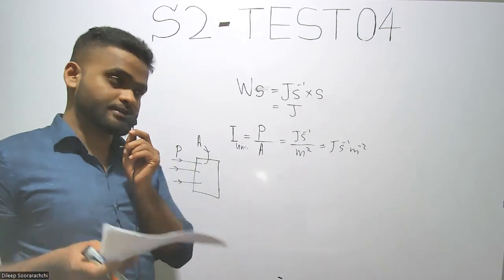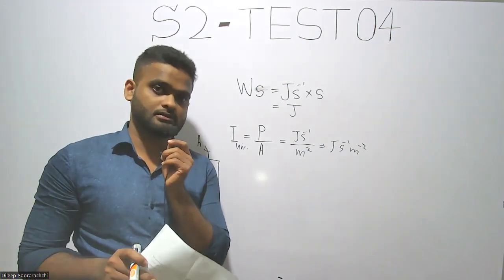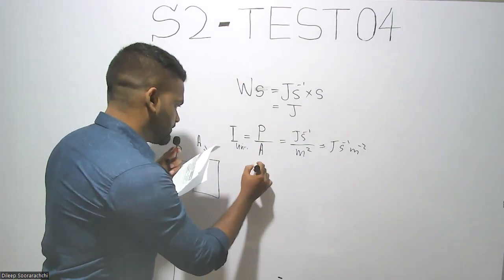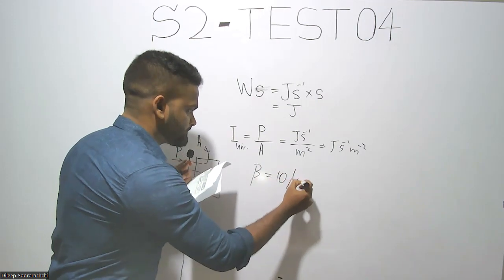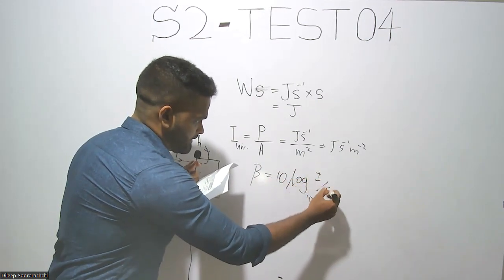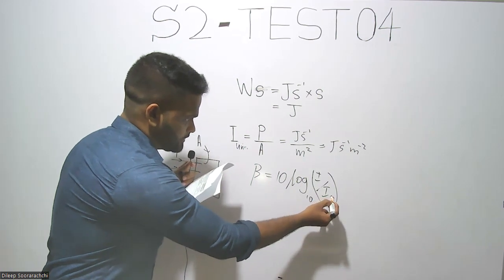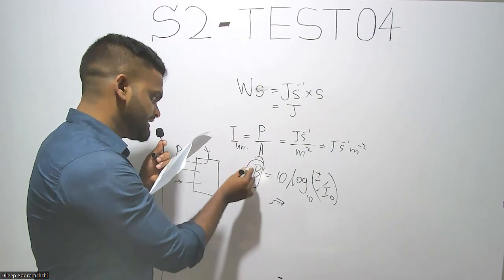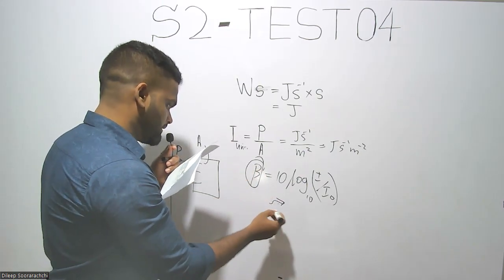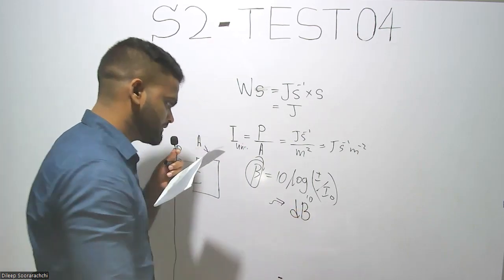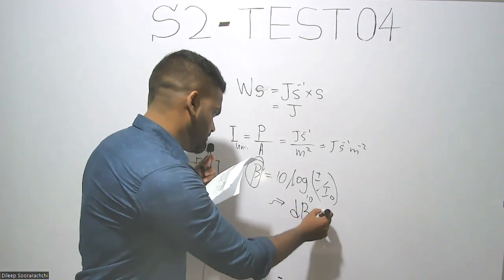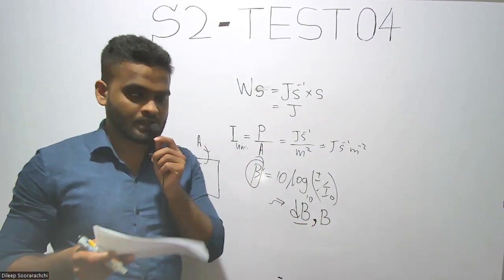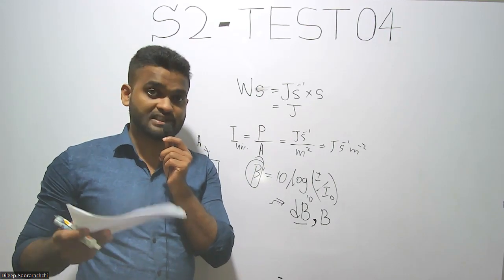Then we need the units of intensity level. I'll just remind you of the equation. This is the equation to find the intensity level: I divided by the threshold intensity, that is I naught. This is the intensity level, beta. The unit of beta is decibel. You have to know that. It could be bel as well. So here the option is decibels. So the answer for the first question should be the third one.